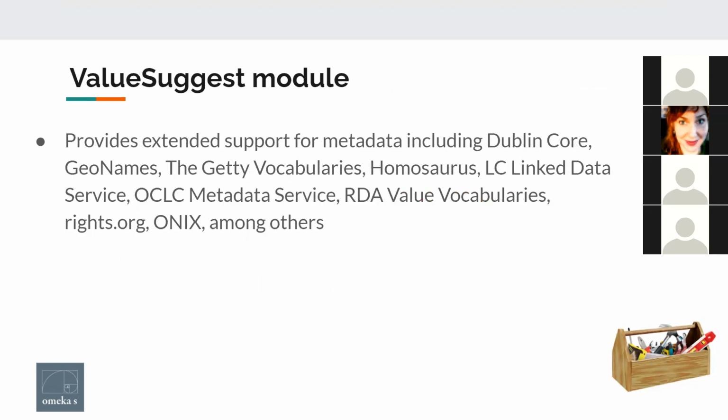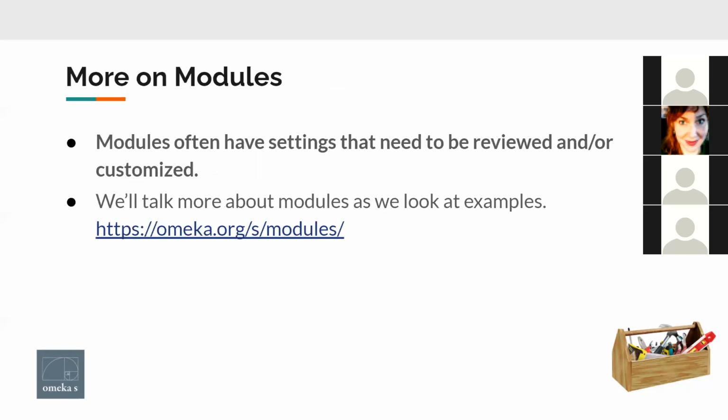Value Suggest is probably one of the best of any module I've seen in terms of providing extended support for metadata. So not only is it Dublin Core, it's GeoNames, the Getty vocabularies, LC Linked Data Service, the RDA value vocabularies, rightsstatements.org, Onyx, and so many more. So if you are really interested in the metadata aspect, and I suspect some of you probably are, then I would definitely take a look at the Value Suggest module. There's a lot of information on our website about it, and you might get a little more information and think more about what you might want to do.